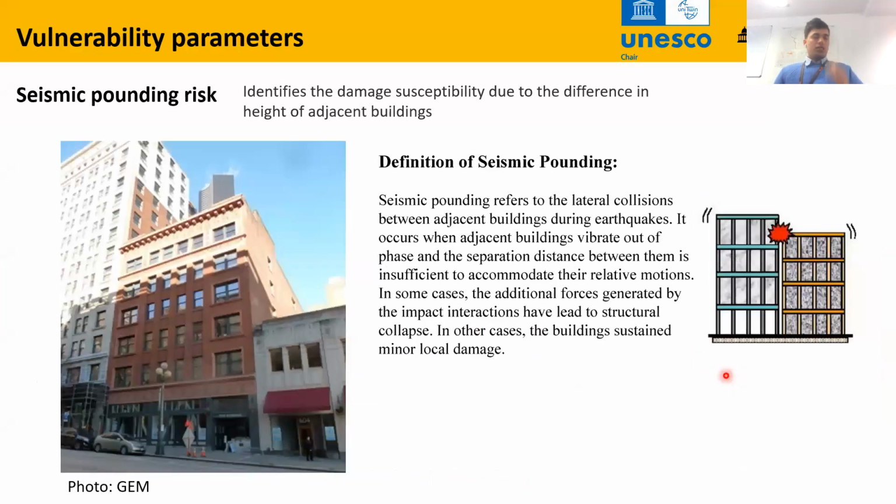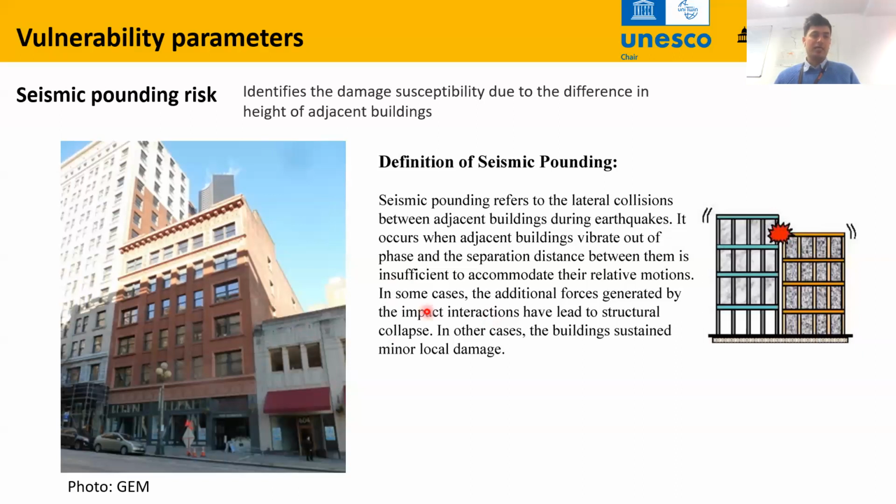The seismic pounding risk in masonry buildings is not as common as in reinforced concrete buildings, because masonry buildings are low rise. That's one reason, and they are kind of separated.